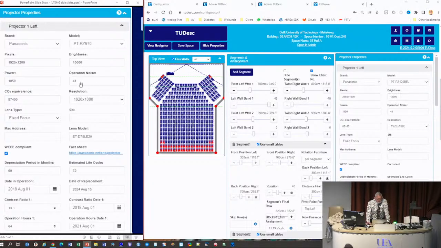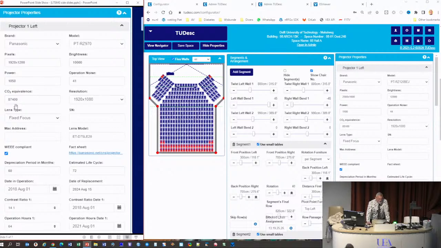For instance, the brightness, but also the operation noise. I'm not sure about you, but we have some problems where the projectors are too near to the audience, and we had some really noisy problems. So you want to know these aspects as well. Noise doesn't seem to have a direct relation with projectors, but still they have, and it's the same for, of course, the power that they use.